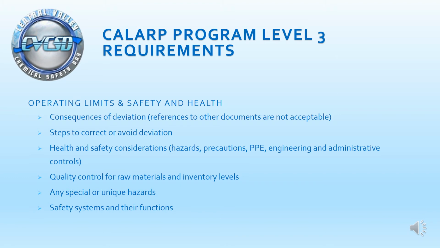So steps to correct or avoid deviations also need to be included under the operating limit section. And then for safety and health, these should include hazards, precaution, PPE, and then any of those engineering or administrative controls. So quality control for raw materials and inventory levels should be provided if that's applicable. Any special or unique hazards, and safety systems and their functions.